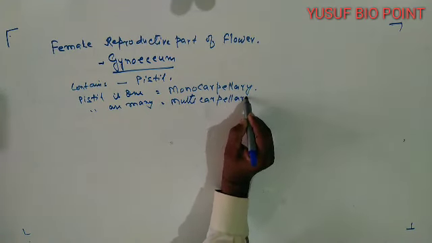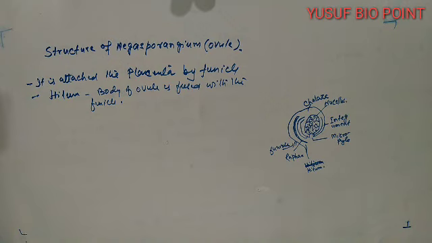Now, next is hilum. Hilum is that part in which the body of the ovule is fused with the funicle. That part is called what? Hilum.